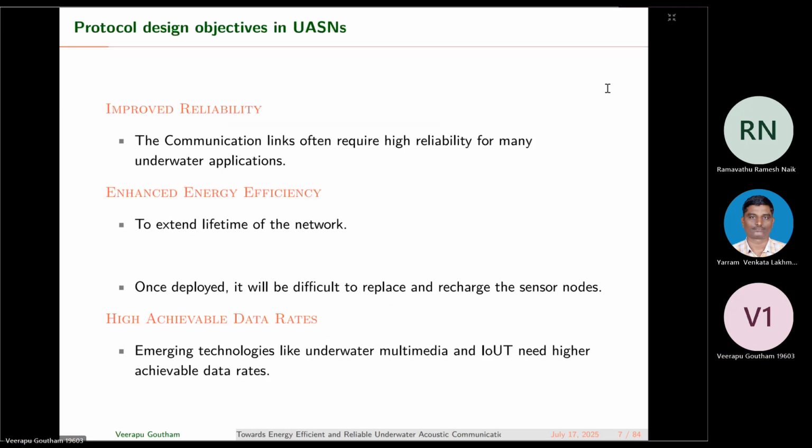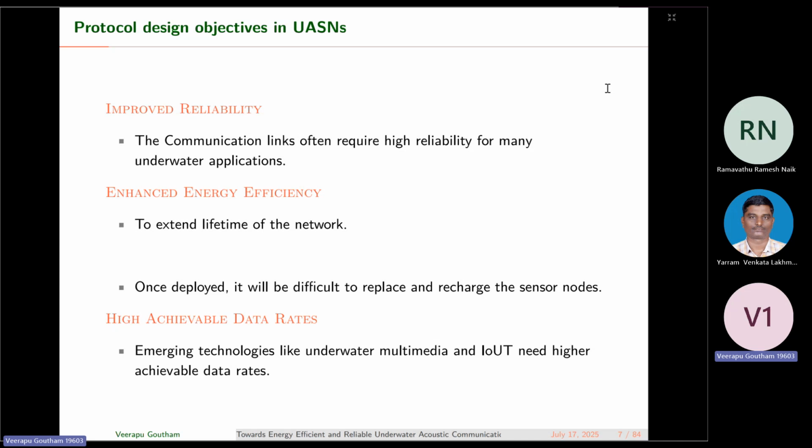Now, based on these issues, our design constraints are: I want to design some protocols to improve the reliability of the communication channel. Then our other aim is to extend the network lifetime by improving the energy efficiency, so that nodes can be active for a longer time.